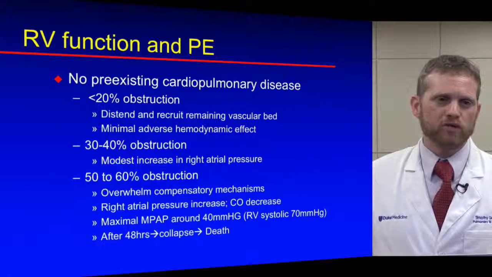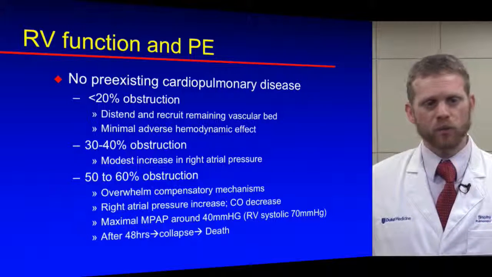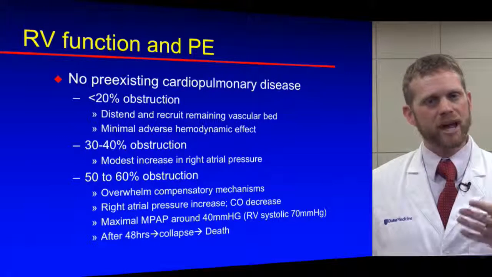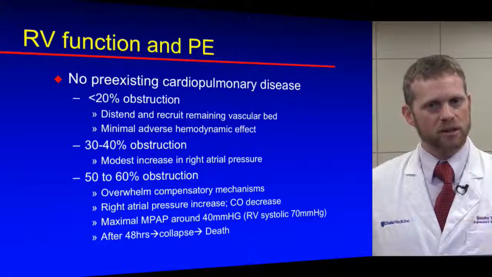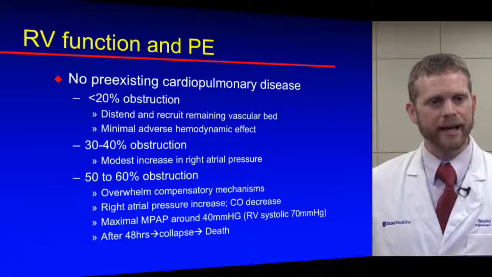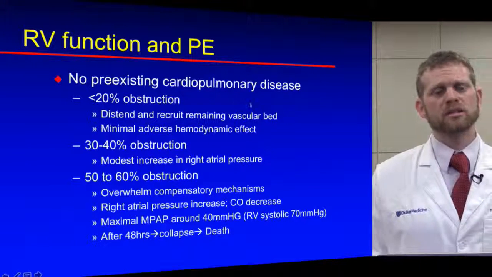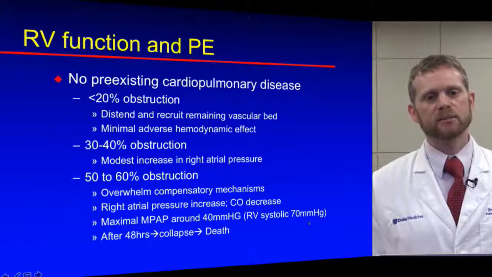When you get closer to a 40% obstruction, you start to have rises in right atrial pressure. When you get over 50%, you do overwhelm the mechanism. So patients who are over 40% obstruction tend to have rises in their right atrial pressure and drops in the cardiac output. If you do not have any known history of cardiopulmonary disease, the maximum you're going to be able to get your right ventricle pressure is about 70 millimeters of mercury.